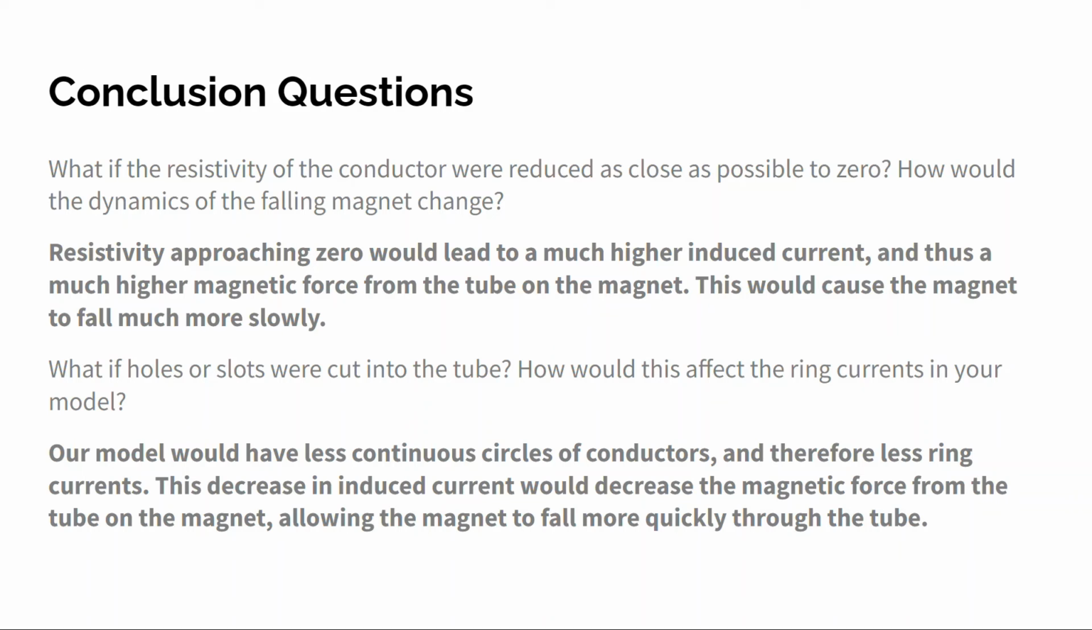And if we cut holes or slots in the tube, we could think this would change the situation because our tube would have less continuous circles of conductors, and therefore this would decrease the overall ring currents as the magnet is traveling through and trying to induce currents within the tube. This decrease in induced currents would decrease the magnetic force as it's dependent on these currents for its generation. There would be less upward force on the magnet, and the magnet would fall much more quickly through the tube.